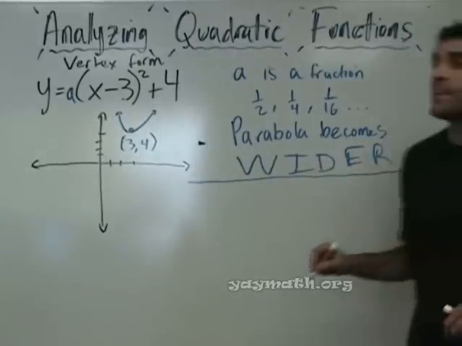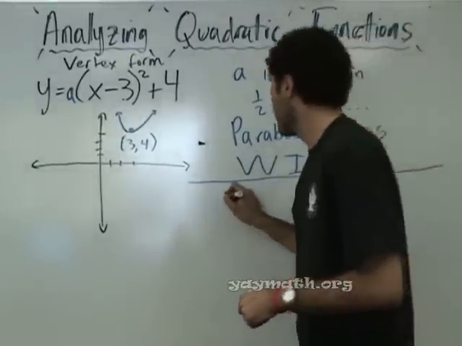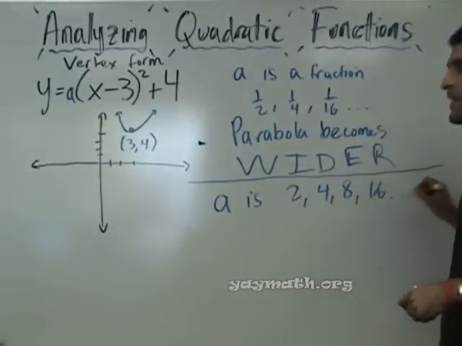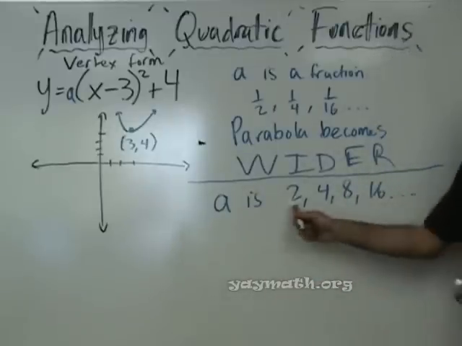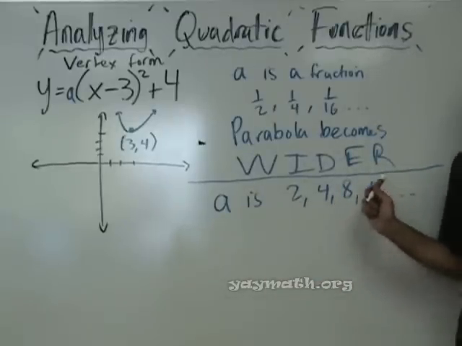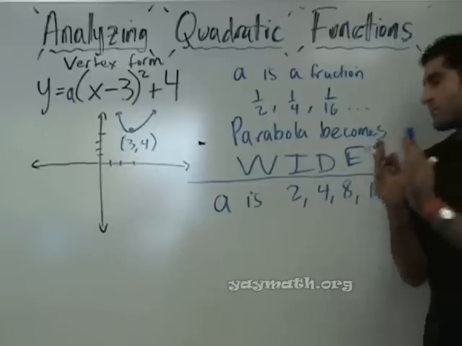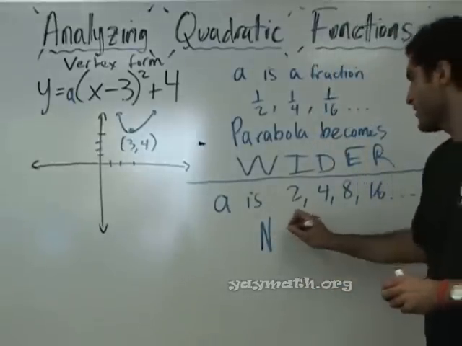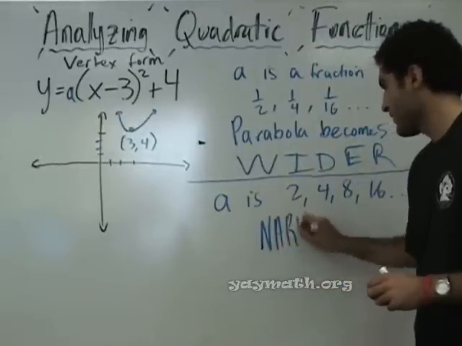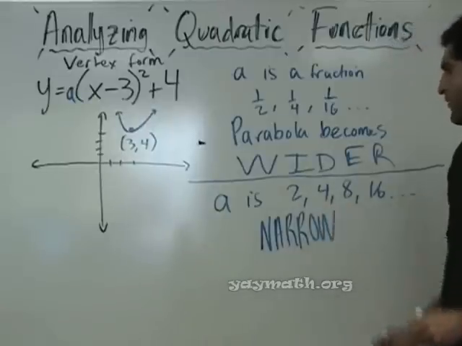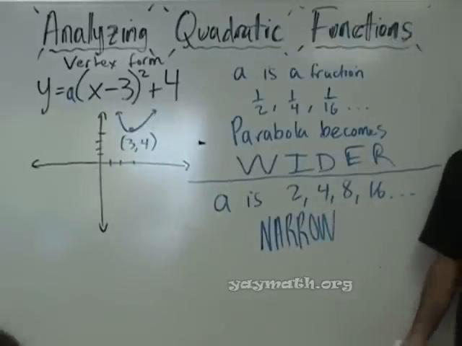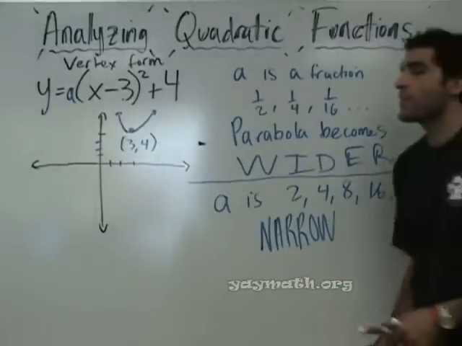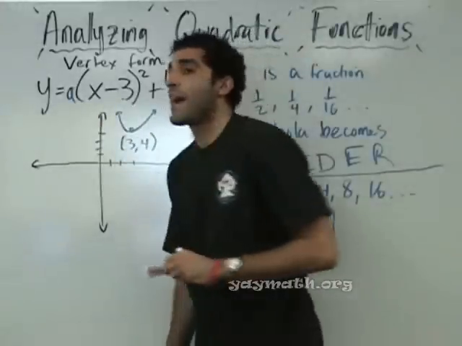And if A is a whole number, big, like 2 or 4 or 8 or 16 or 7, 9, whatever, the bigger the number, what happens to the parabola now? Narrower. So the parabola becomes wider when it's a fraction. As the fractions decrease, narrow, wide. Now we're going to talk about graphing one.